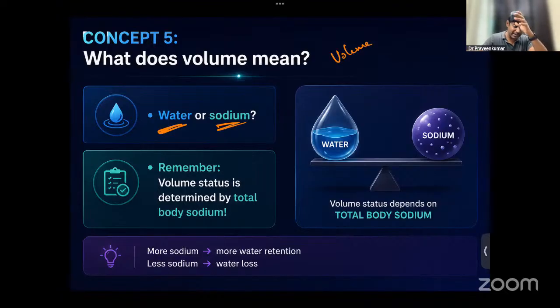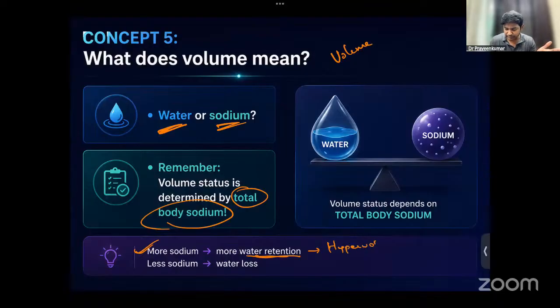I told you at the beginning of the class, volume status is determined by your total body sodium. Because whenever there is more sodium, there will be more water retention. When there is more water retention, it is called hypervolemia. Whenever there is less total body sodium, that will cause water loss along with it. So that is hypovolemia. So volume status means total body sodium levels. That's all.